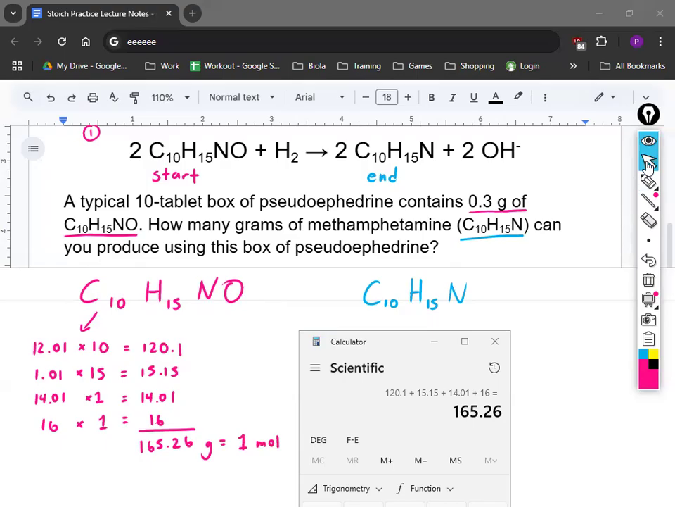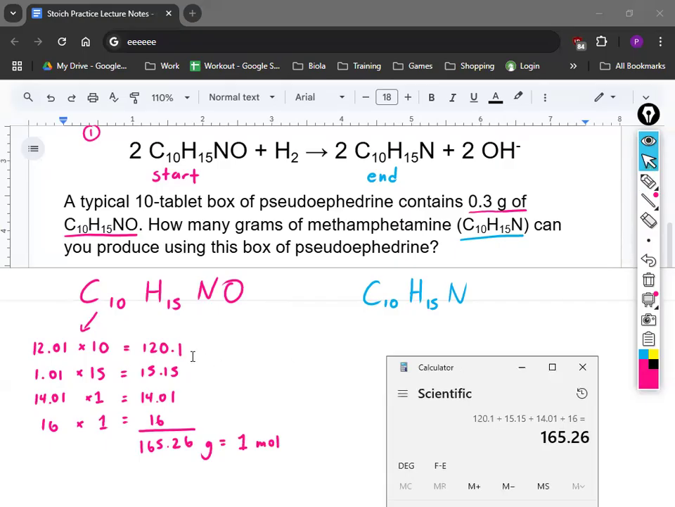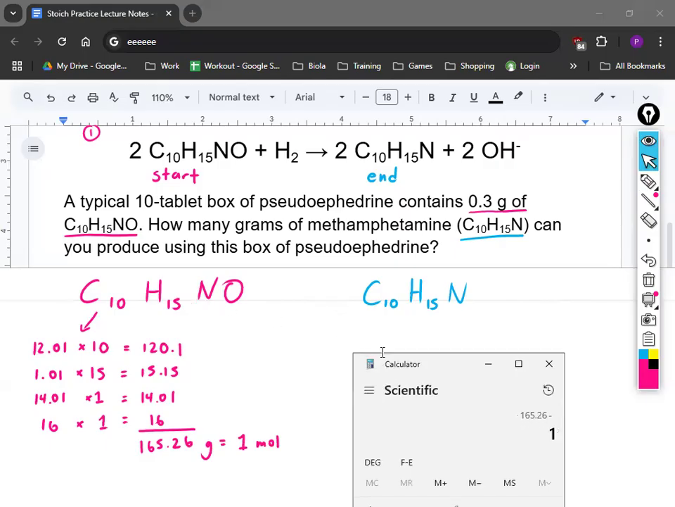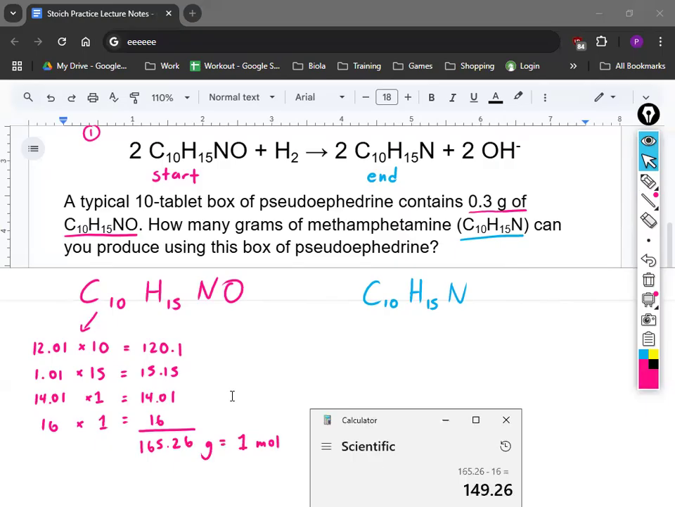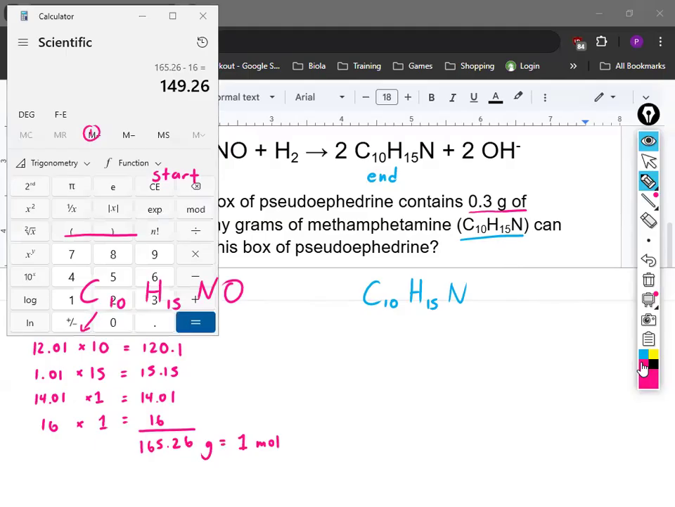All right, so far so good with the molar masses? Everybody good? Okay. For meth, you can do the same thing. You guys can do all the math if you want, but you guys notice how meth is just the same thing minus the oxygen, right? So all you really have to do is subtract the oxygen from pseudo, and that'll give you your molar mass of meth. It's also in your notes. But again, you guys can use the same process if you'd like. You get 149.26 grams in 1 mole. Okay, so I'll write this right here. So 149.26 grams in 1 mole.